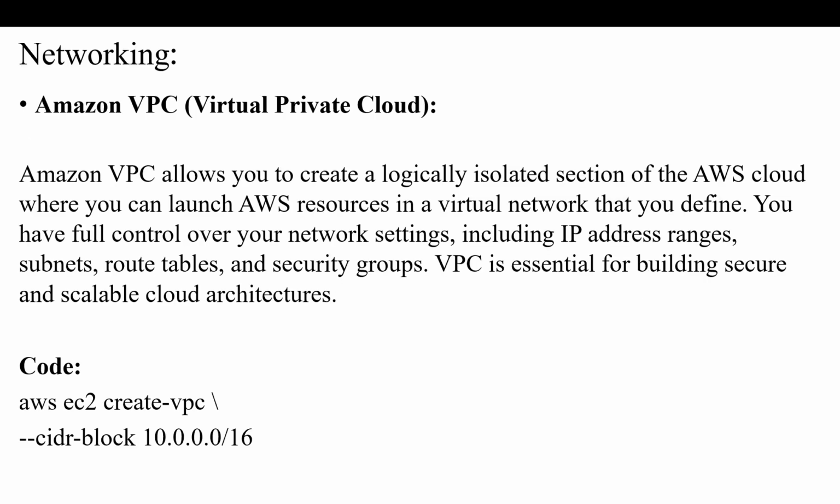Networking. Amazon VPC, which is called the Virtual Private Cloud. Amazon VPC allows you to create a logically isolated section of the AWS cloud where you can launch AWS resources in a virtual network that you can define. You have full control over your network settings, including IP address ranges, subnets, route tables, and security groups. VPC is essential for building secure and scalable cloud architecture.